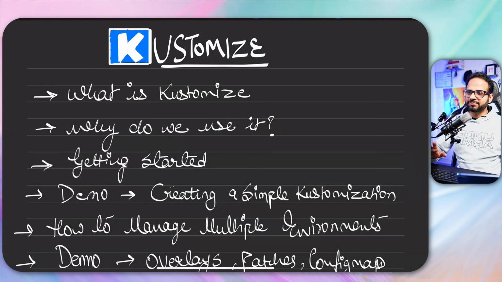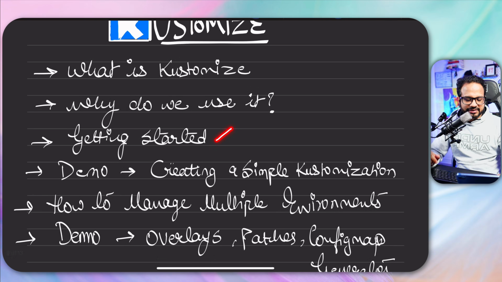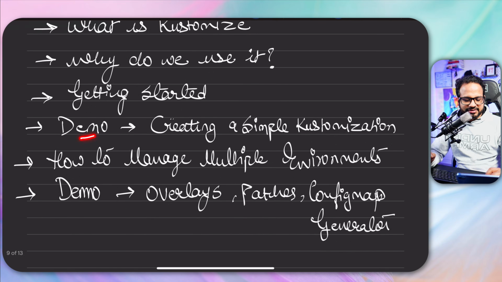All right, so I'm just gonna first explain you the agenda, what we'll be covering in this video. So we'll start with the concept, what is Kustomize, why do we use it, and so on. And then we'll see getting started, means how to quickly get started with Kustomize, like what are the prerequisites of it, do we need an installation or not, and some nitty gritty of it. Then we'll see the demo of creating a simple customization, right? The basic fundamental customization in a single environment.